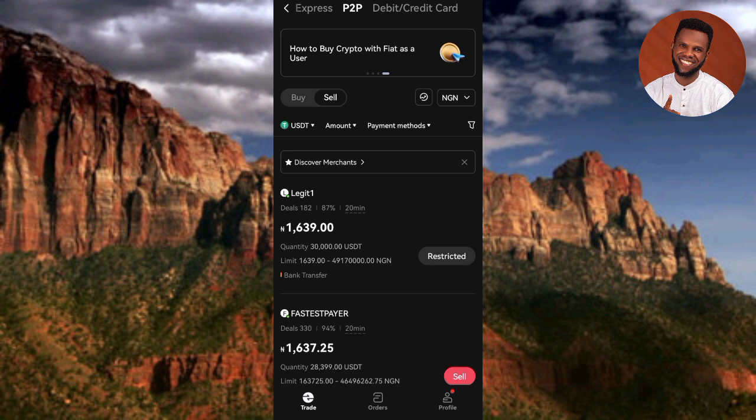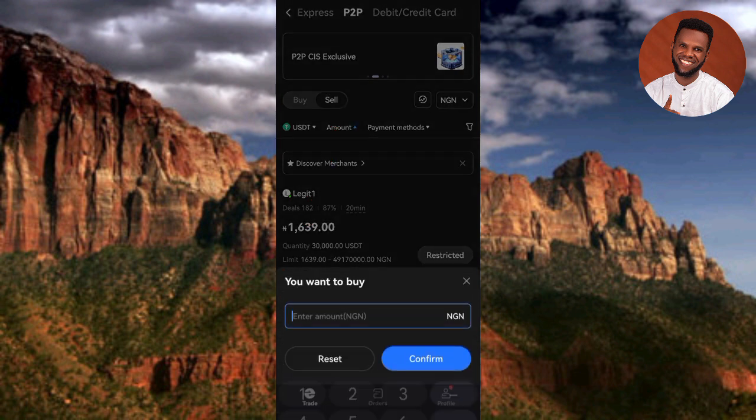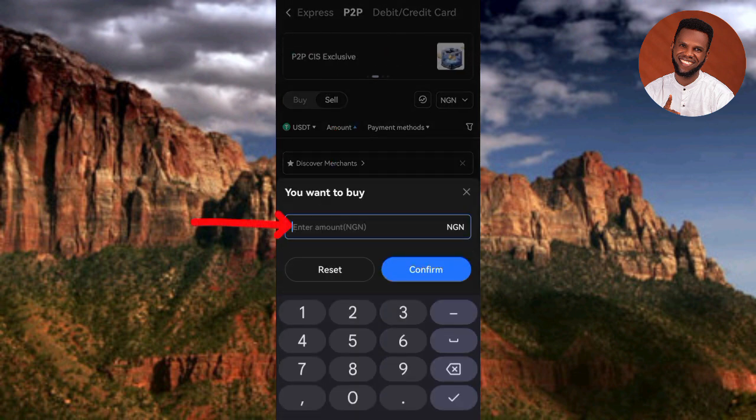USDT has been selected. Now the next step you have to take is to go over to where you can see amount. So let me tap on amount. What you have to do now is to input the amount in your local currency that is worth the amount of USDT that you want to sell. Let me say, for instance, I want to sell 10 USDT. 10 USDT in my country is about, let me say, 15,000. So I have to input 15,000. It's about 10,000 to 15,000. So let me input 10,000 here.